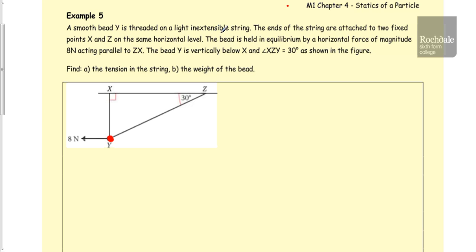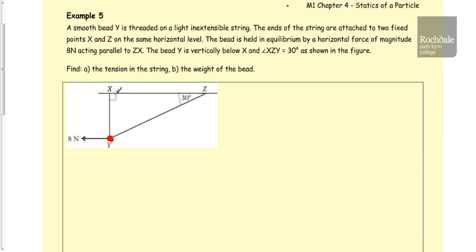The fact that the string is light and inextensible tells us that the tension will be the same throughout the string. And that's something that's given in chapter 1 of the textbook, where all the modelling assumptions are discussed. So you need to be aware that the words light and inextensible tell us that we've got a constant tension throughout the string. It tells us that the ends of the string are attached to fixed points, X and Z, on the same horizontal level.